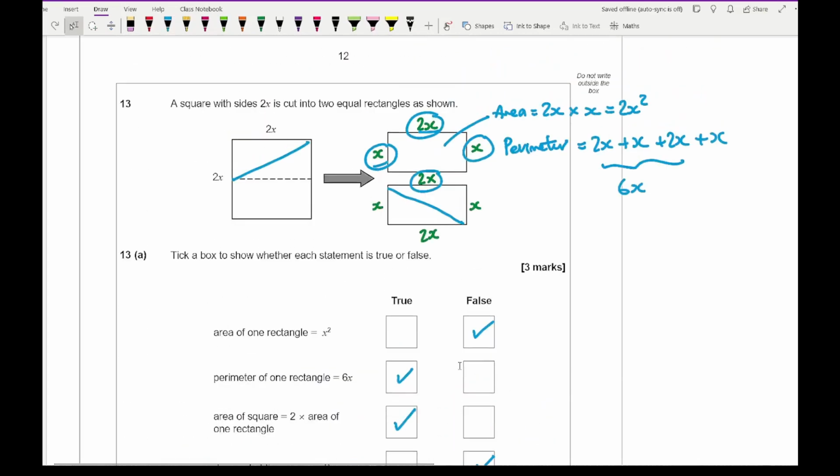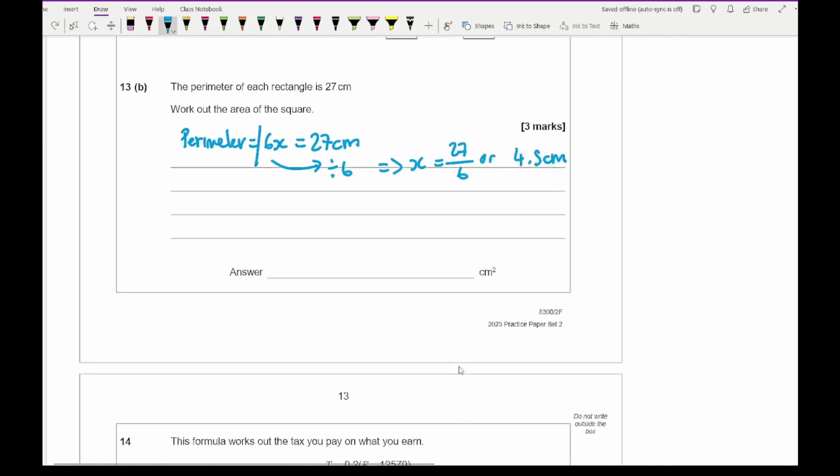Now going back to the square, the square has sides of 2x and 2x. Well, if x is 4.5, that's going to be 9, and that's going to be 9, and 9 times 9 is 81, so the answer is 81.